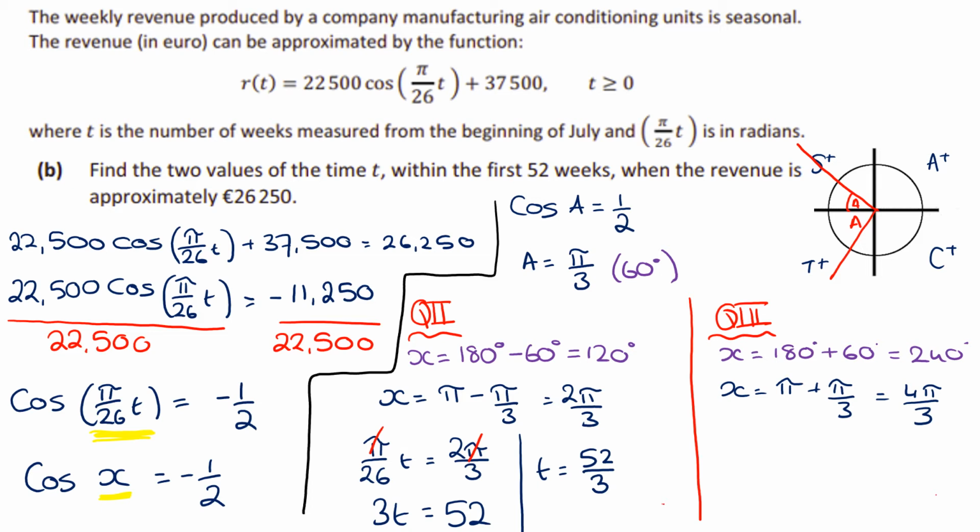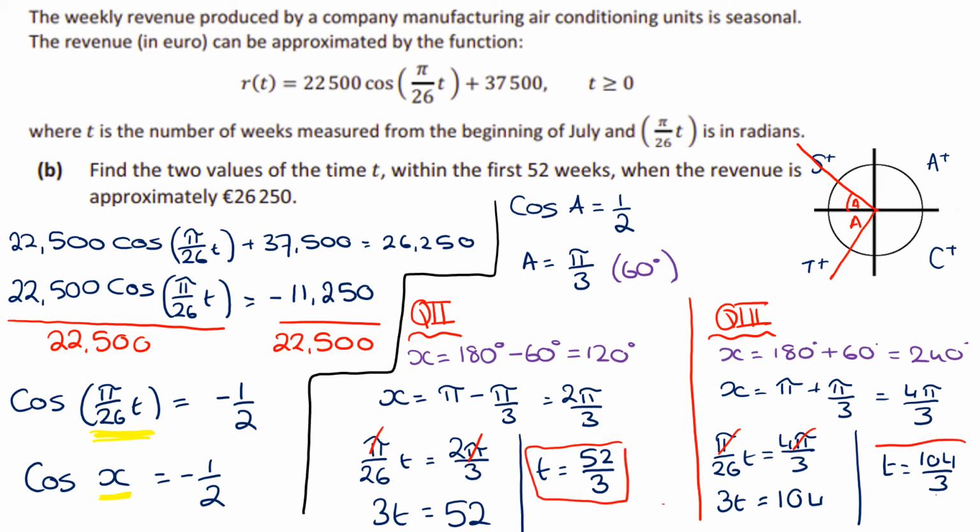And for quadrant 3, I have pi over 26t is equal to 4 pi over 3. Again, I'm going to cancel the pi's on both sides, multiply by the denominators. 3t on this side, 4 times 26 is 104. So my final answer is t is equal to 104 over 3.